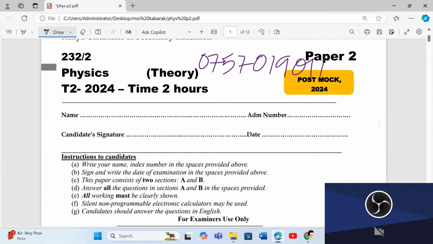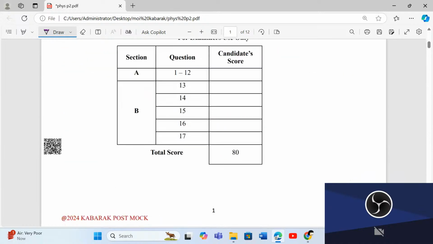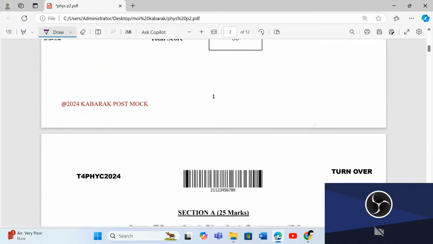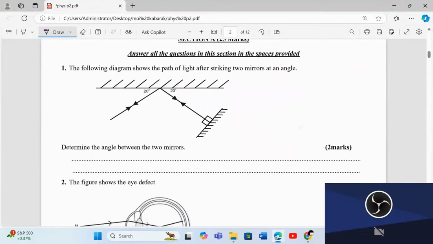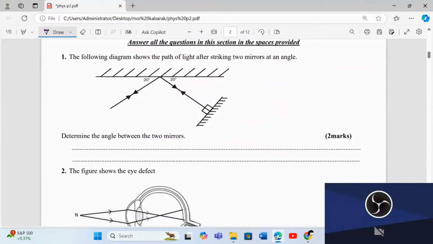You can go straight to question 1. You're told that the following diagram shows the path of light after striking two mirrors at an angle. Then determine the angle between the two mirrors. As you can see, these are two mirrors that are inclined.